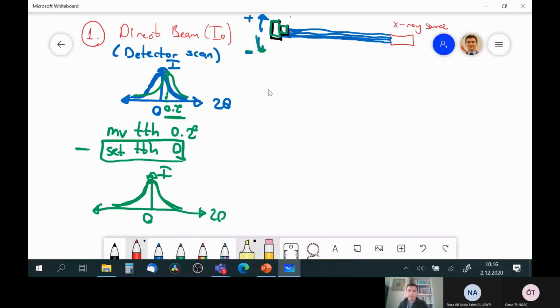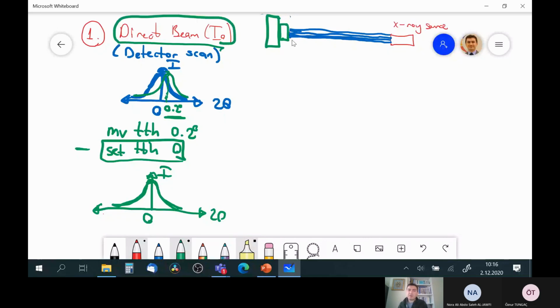Now we have the correct position of the detector. The detector is staying like this. This is the active area of the detector, and this is the 0 position of the detector. So all incoming X-rays, I mean the direct beam, intensity I0, directly go to the active area of the detector. The detector is staying at the right position. Do you have any question here? This is the first step.